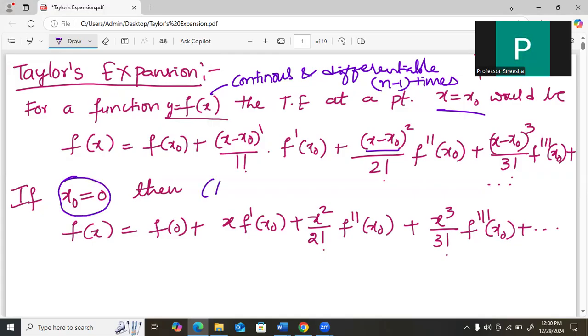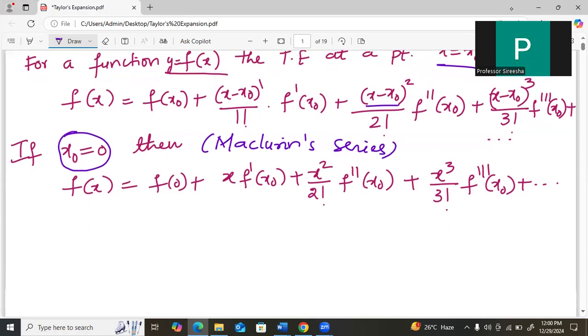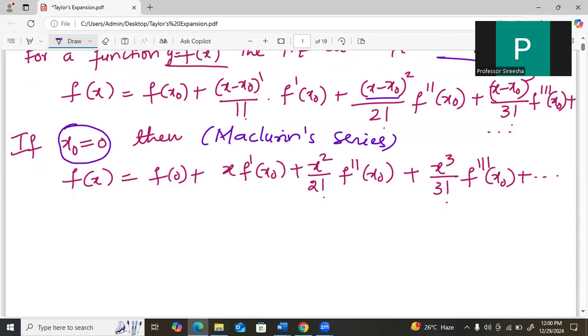Why I'm making a mention of this, there's a special name for this series, guys, that is Maclaurin series. This is called Maclaurin series. Again, this is proposed by Maclaurin. Now, once you understand this rhythm of Taylor's expansion, I'll be extending the same rhythm to a function in more than one variable.